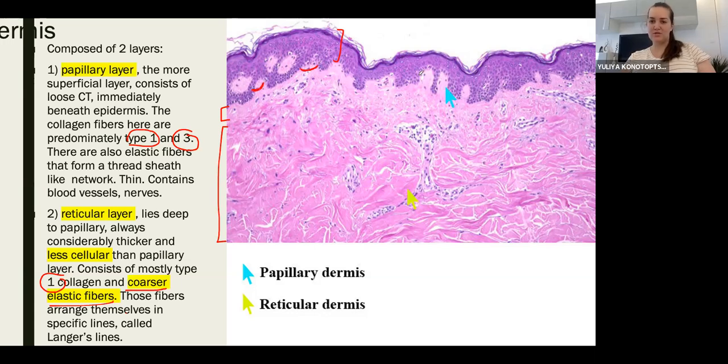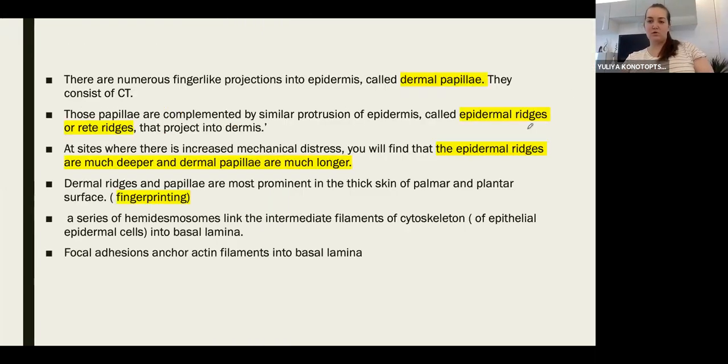Another thing, the papillary layer protrudes into the epidermis, and those protrusions are called dermal papilla. Those little tiny protrusions of the dermis into the epidermis, we call dermal papilla. But you can see that your epidermis also protrudes backwards. It has a counteracting component to it. Those parts of the epidermis which are protruding back to the dermis are called epidermal ridges or rete ridges.